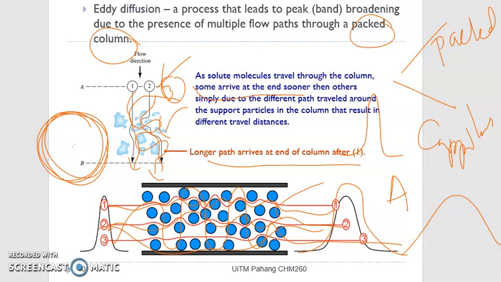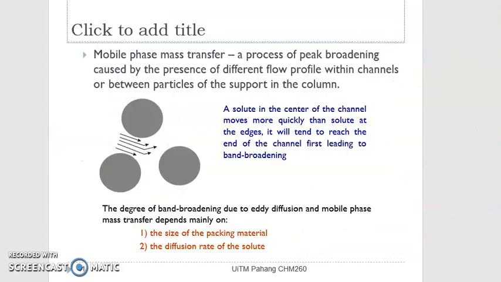But if you use a packed column, there will be these obstacles and then dia akan ikut jalan yang lain. You can imagine this as an analogy. Awak nak pergi kelas, right? So, ada orang lalu jalan yang shortcut. Ada orang lalu jalan yang jauh sikit. Jadi tak kena panas. So, there will be a lot of paths. So, bila path tu berlainan, walaupun awak keluar pada waktu yang sama, you will reach the classroom at different times. So, macam itulah. So, when you have obstacles here, you have eddy diffusion. And this one only happens in a packed column.